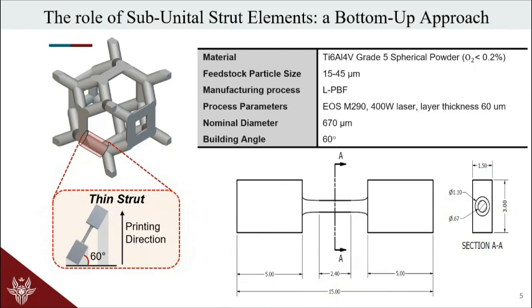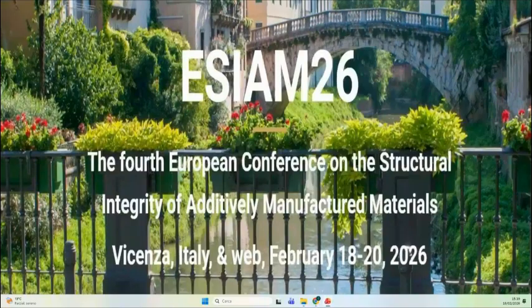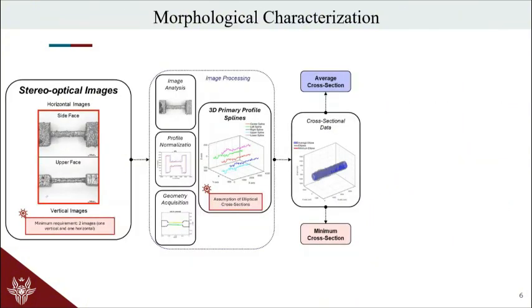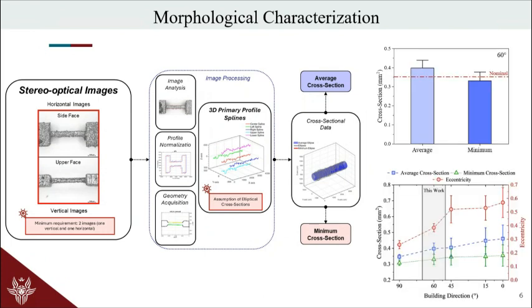To do so, we decided to print the miniaturized specimens that have already been described. It basically changes the material and changes the printing orientation. The dimensions and the specifications are the same. And we adopted, again, the morphological characterization approach based on stereo-optical images in order to retrieve the average and the minimum cross sections, which we will also compare with previous specimens of the same material that we used for other research. And we are in good line with the other work, just stating that the printability is pretty consistent even if we change the orientation.